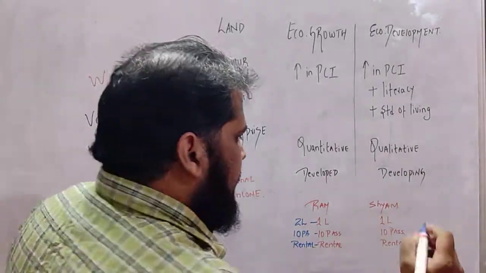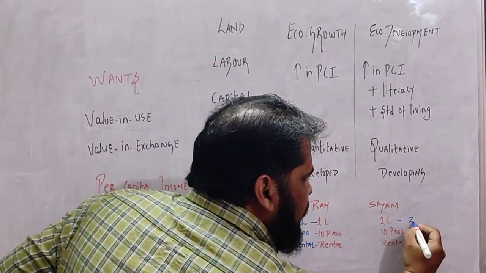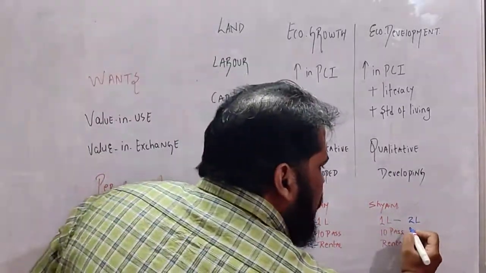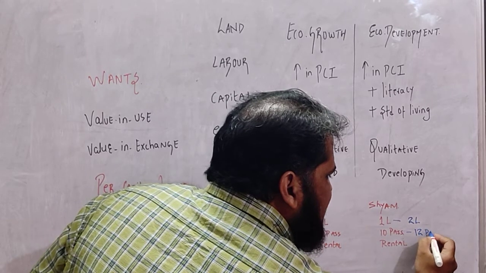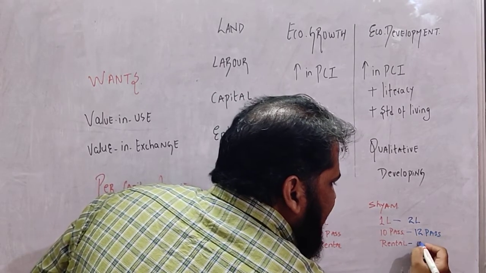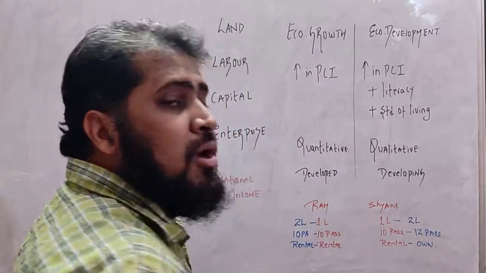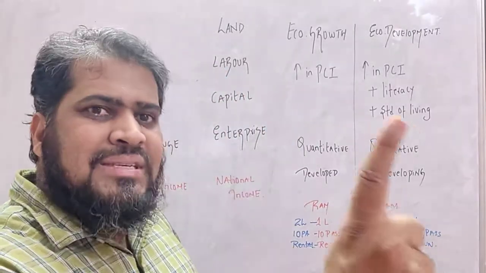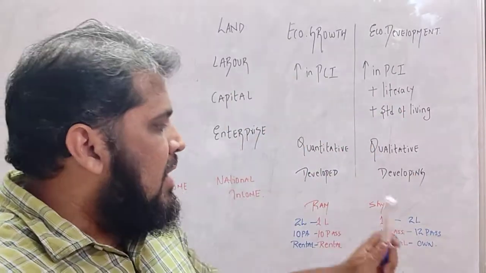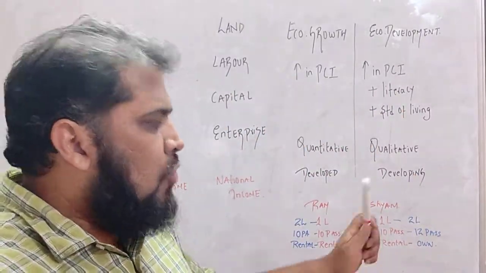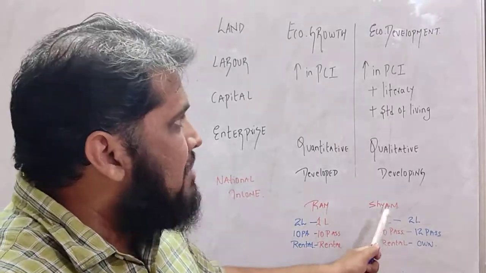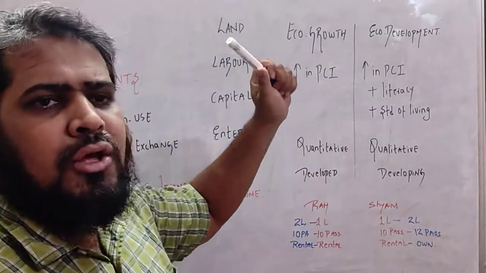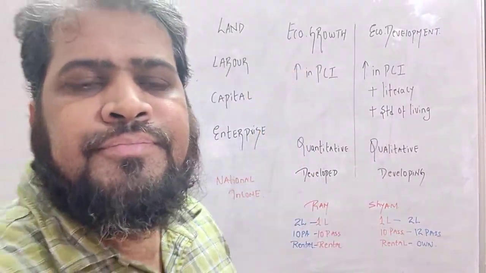And for Sham, from 1 lakh he has gone to 2 lakhs. The per capita income has increased. In a span of 2 years, he has become 12th pass. And from a rental house, he has shifted to a small ownership house. So for Sham, PCI, literacy, standard of living, everything has increased. So we can conclude that Sham has done economic development and Ram has done economic growth.